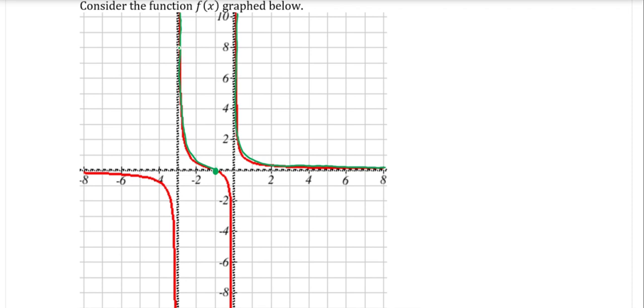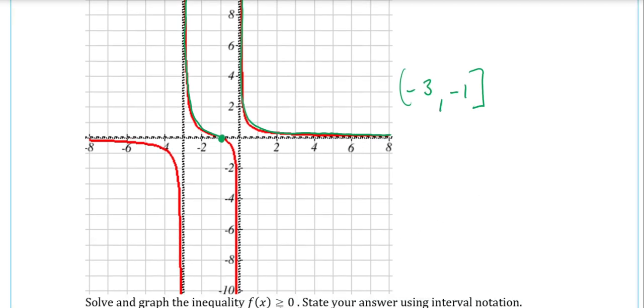Let's go back and first say, where is this positive? It looks like this is down at -3, and we do not include -3 because it is actually undefined at -3. It's sort of strung out between positive and negative infinity. Then it goes up to and includes -1. It includes -1 because we're talking about inclusive inequality here. It's just not equal to 0 at -3. It's undefined at -3, so we still don't include it.